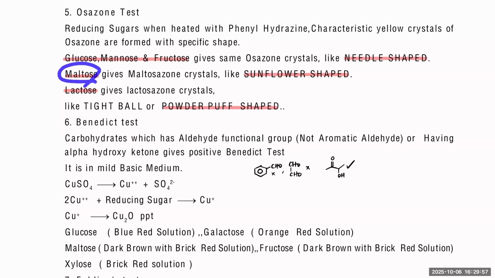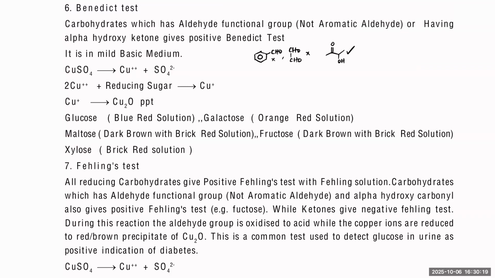While maltose will give you a sunflower shaped osazone, lactose will give you a powder puff shaped osazone. Got it? So osazone test is mainly to observe whether it is maltose, lactose, or glucose, based on the shape. That's it. Clear? Next is Benedict test.